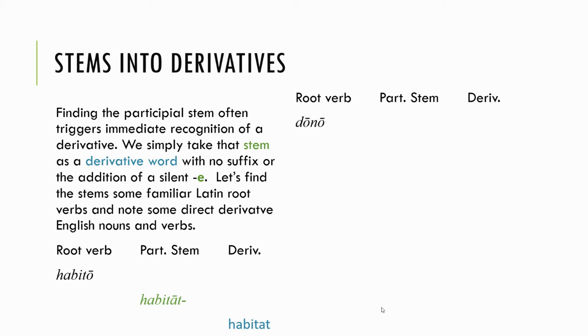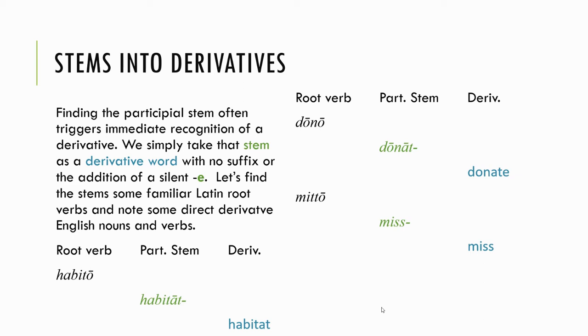How about do, dare? What's its participial stem? It is dat. And by adding a silent E, we get the English word donate. Mitto, remember this verb means send. Its participial stem, track all the way to the fourth principal part, and then remove the ending. Participial stem is miss from missus. And our direct derivative is miss.